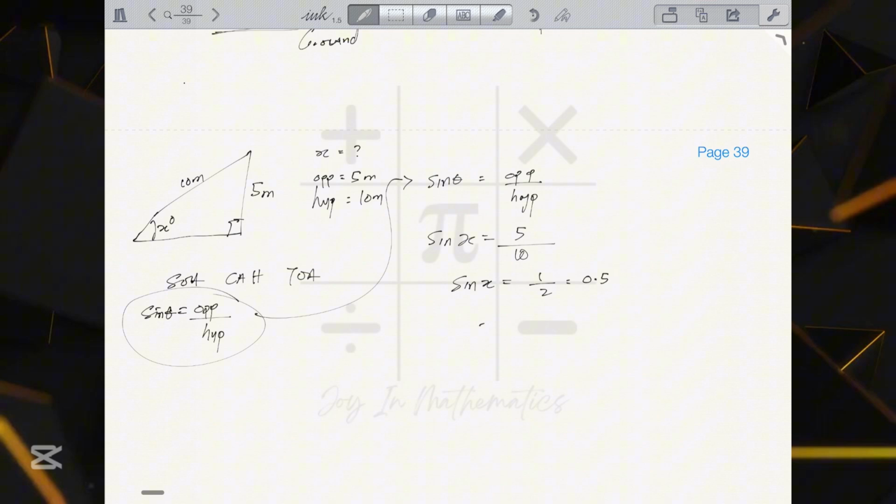Now this brings us back to inverse trigonometry. With inverse trigonometry, we can say that x is equal to arcsine, or inverse sine, of 0.5. So applying this, we have x equal to 30 degrees, because sine 30 degrees is equal to 1 over 2.